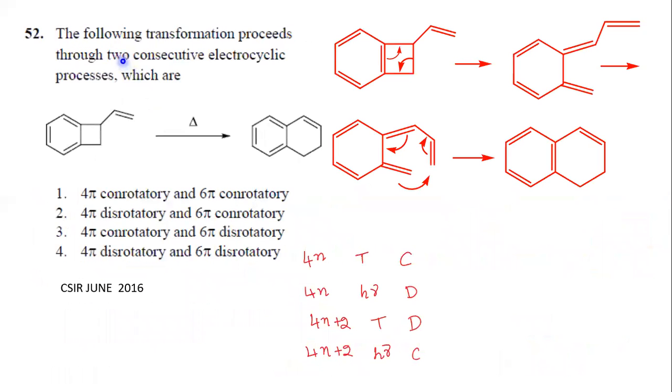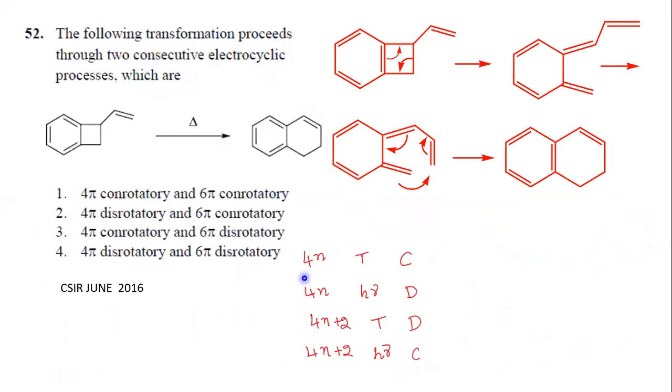So in this problem, the following transformation proceeds through two consecutive electrocyclic processes, and we need to identify the processes through which we can go from here to here. As I already told you, you need to follow the set of rules framed by Woodward and Hoffmann for doing electrocyclic ring closing or ring opening reactions.